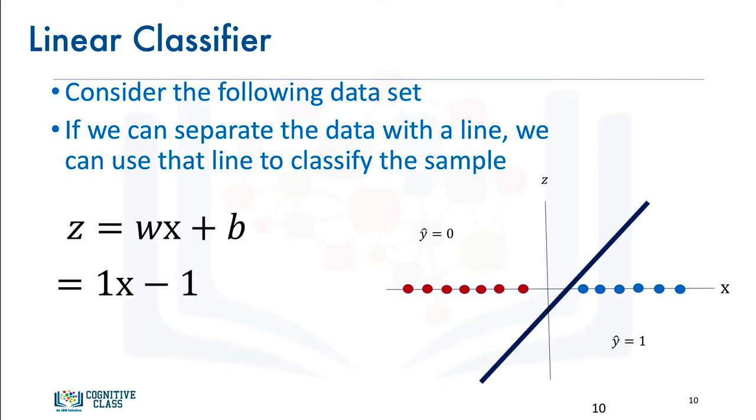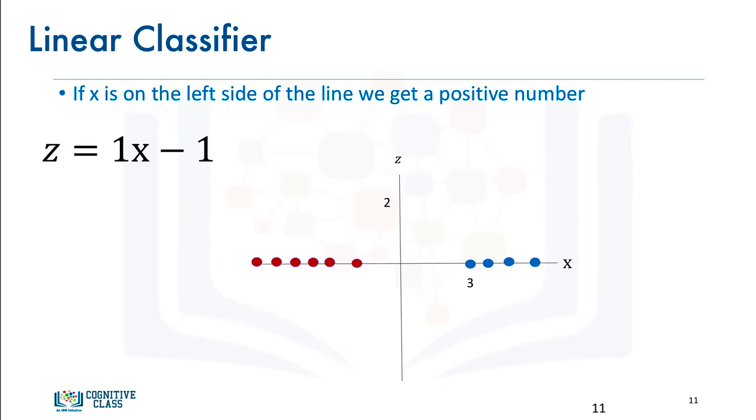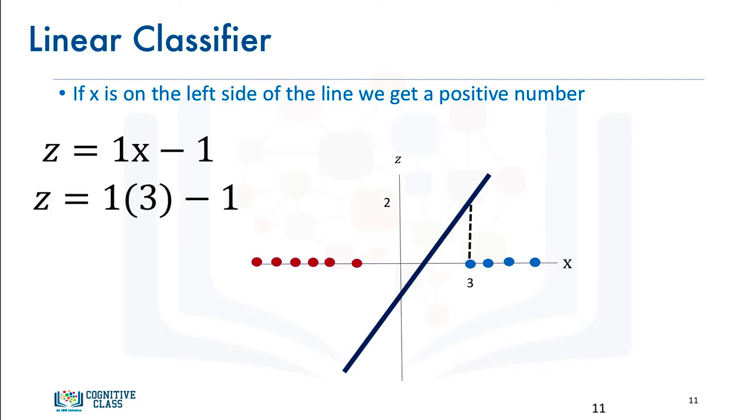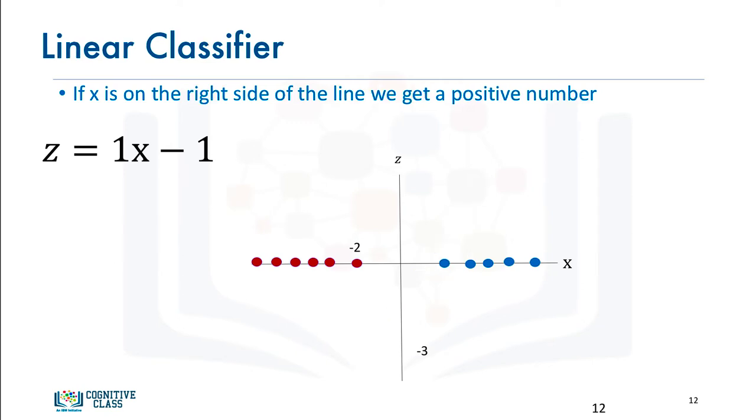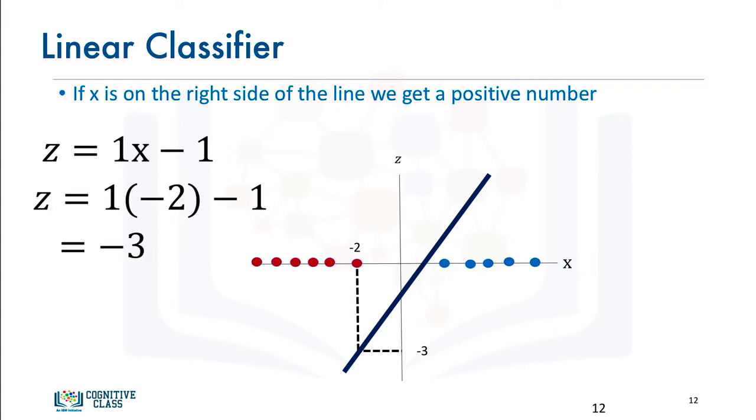Let's look at our equation of a line. Everything on the right side of the line, if you put it in, the value of z will be positive, and everything on the left side of the line, the value of z will be negative. Let's verify this with an example. Let's say we choose the value of x to be 3. We plug it into the line, and the value of z will be 2. Let's try another example. We have a value of x of negative 2. We plug it into the line, and we get a value of negative 3.